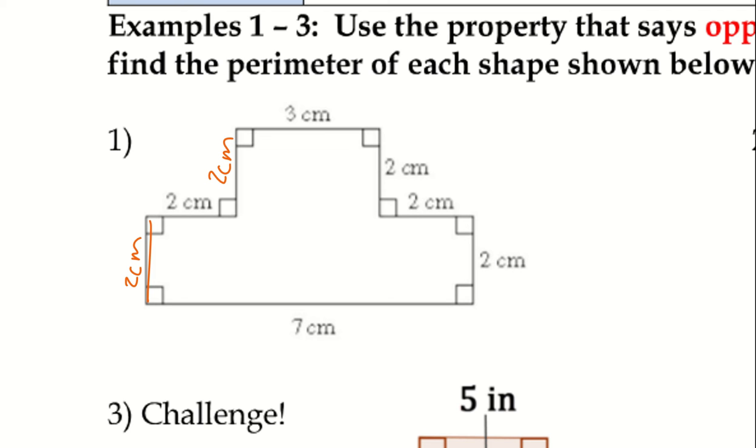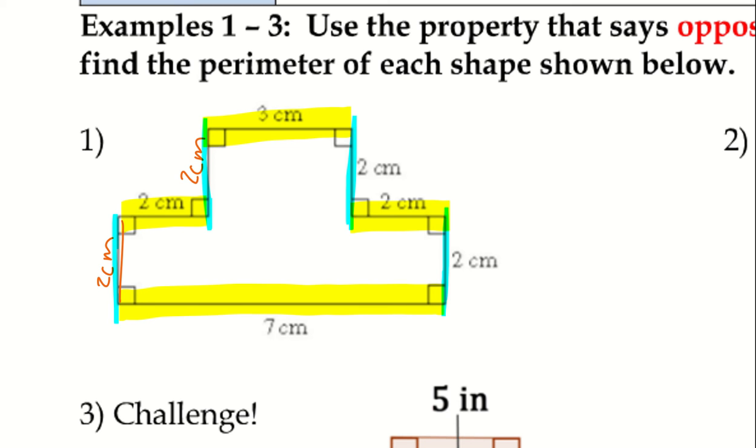Another way we can double check: it says that this side is 7 centimeters long. Well, if I take 2 plus 3 plus 2, that will also give me 7 centimeters long, which is another way to verify this. The 2 centimeters, 2 centimeters will give us the 2 centimeters, 2 centimeters.